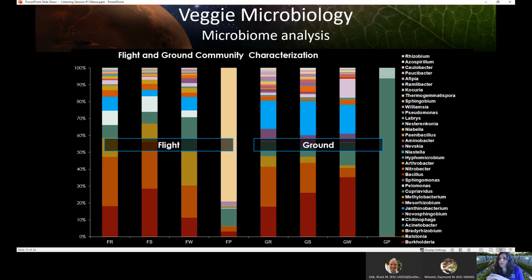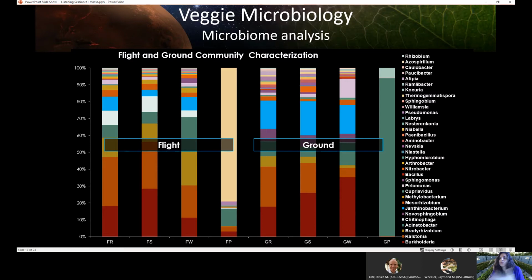And interestingly, if you look, these are roots, substrate, and wicks are the first three columns in the flight and the ground, and then plants, shoots are the last column. And you can see that the root zone, the roots, the substrate, which is the baked clay that these plants were grown in, and the wick material all have a very similar microbiome, regardless of whether they're grown in flight and ground. They have pretty similar proportions and a lot of community diversity. The shoot zone has a lot less diversity, and it's very different between flight and ground.